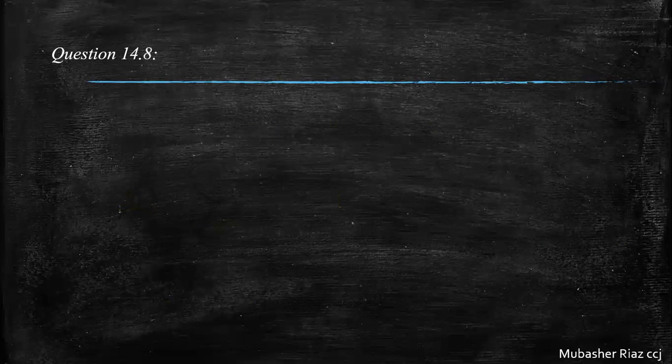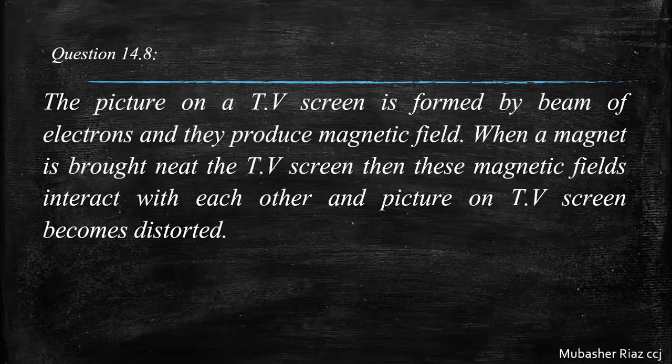Question number 8. Why does the picture on a TV screen becomes distorted when a magnet is brought near the TV screen? कि जब आप एक टीवी स्क्रीन की करीब मैग्नेट को लेके आते हैं तो उस पे मौजूद पिक्चर डिस्टॉर्ट क्यों हो जाती है? So why it distort? So remember this picture on a TV screen is formed by beam of electrons.